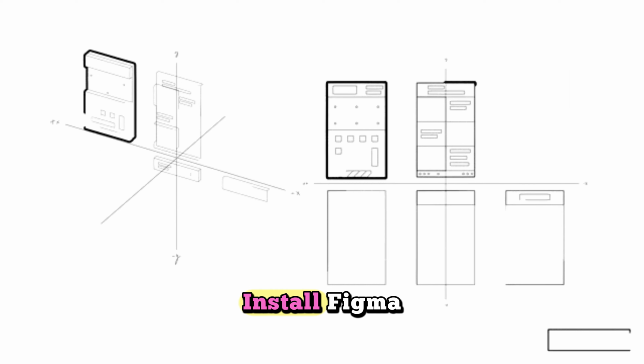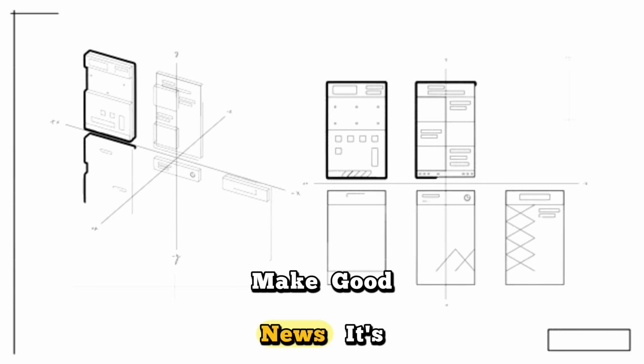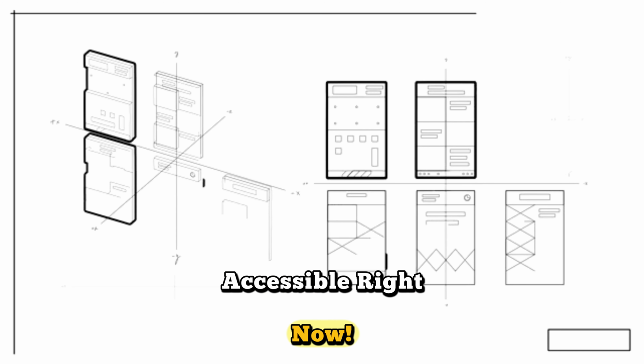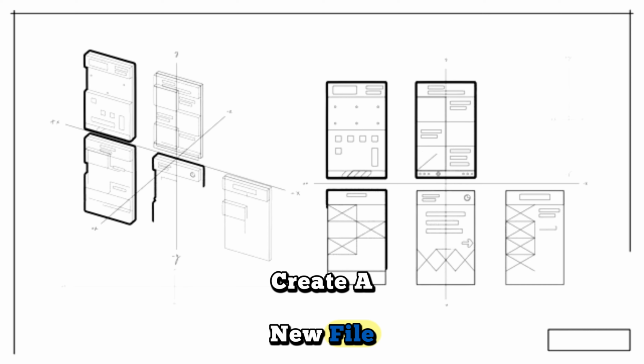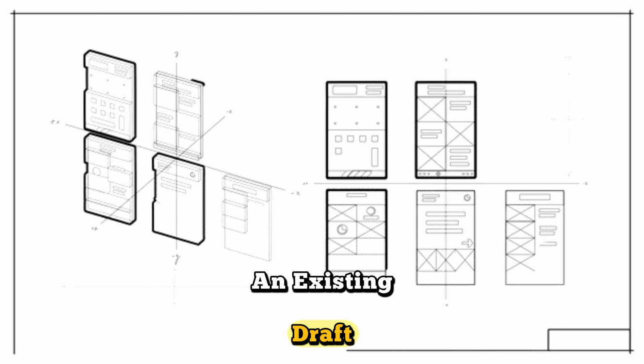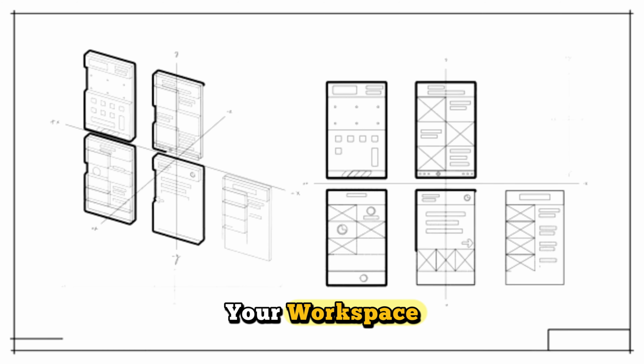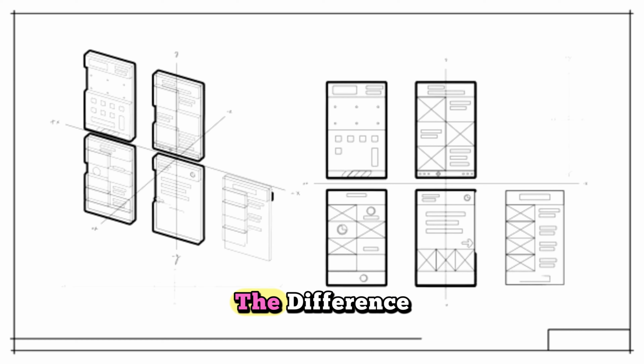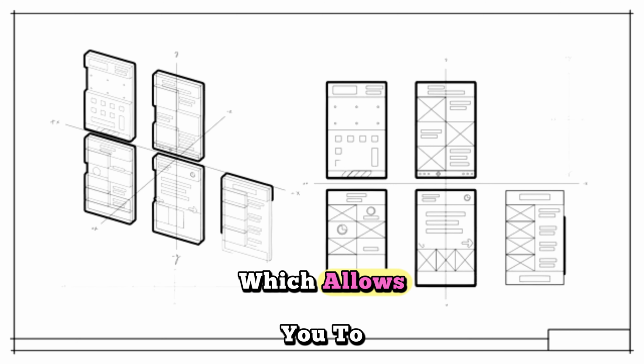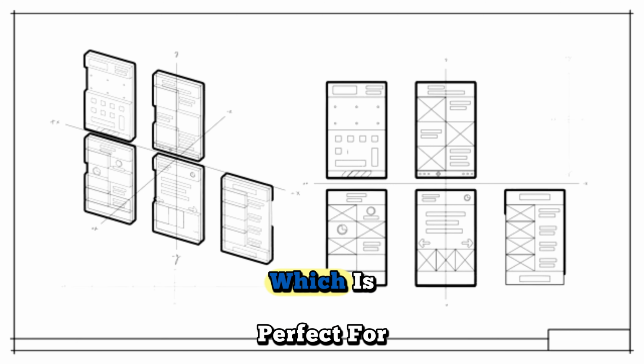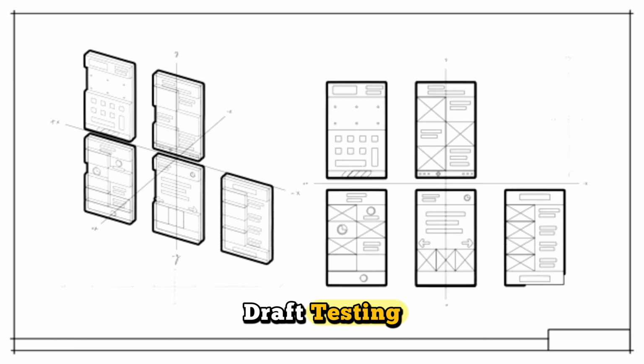First, you'll need to install Figma Make. Good news, it's live and accessible right now. Create a new file or open an existing draft and enable Make in your workspace. It's important to note the difference between Full Seat, which allows you to publish, and Starter, which is perfect for draft testing. Choose the option that best suits your needs.